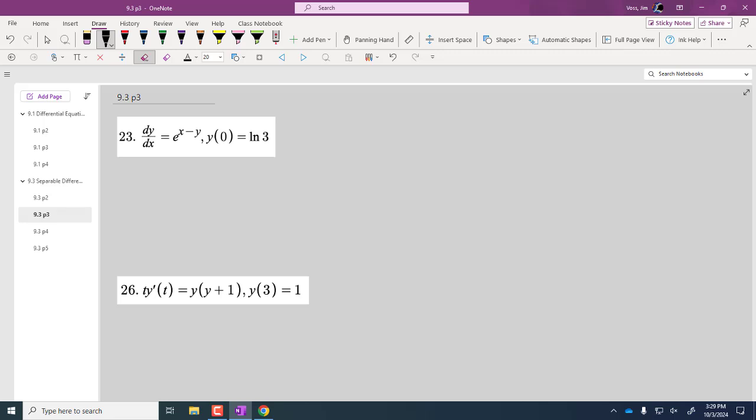All right, so let's look at this one. Notice that this one is separable. That's just e to the x over e to the y, right? Because that exponent has a minus in it, you can separate it. So we are going to put y's to the left, so that's e to the y dy equals e to the x dx. Very simple.